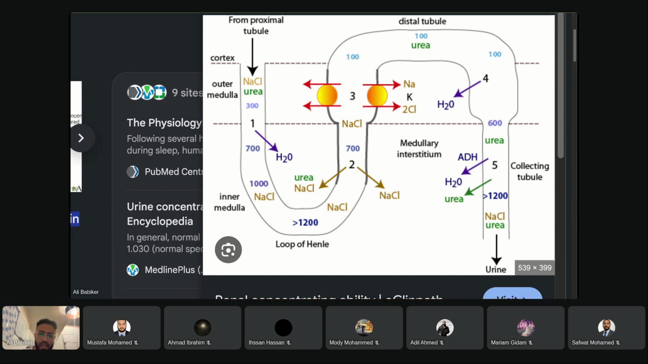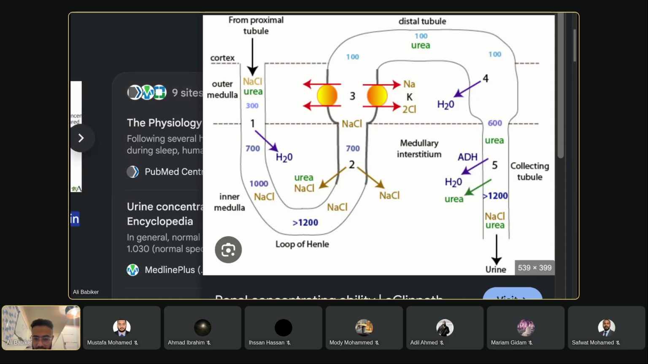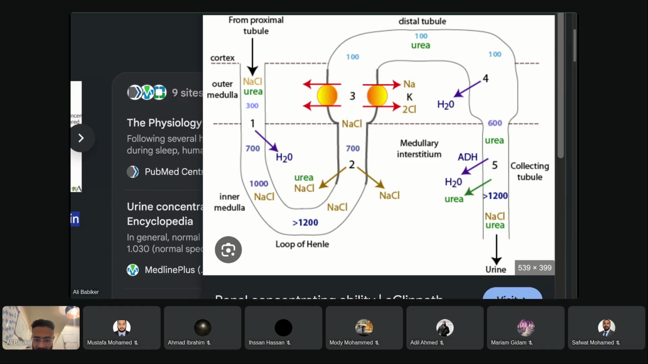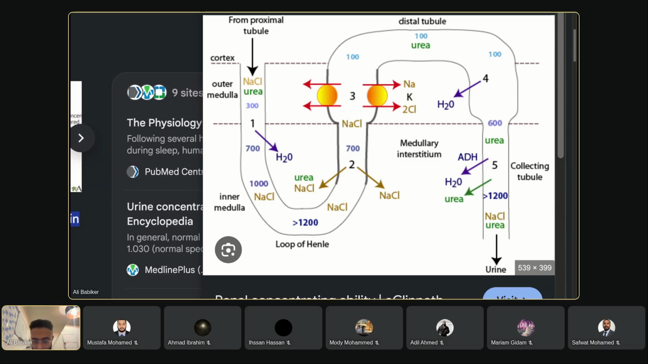So this shouldn't be diluted. The urea will be very concentrated around here. The urine, I mean, or the filtrate. However, when it comes up, it becomes diluted. Why does it become diluted? It was 1200 here. It becomes diluted because NaCl is completely pushed out. So the sodium from here is pushed out. It will reach 700, it will reach 100 around here.